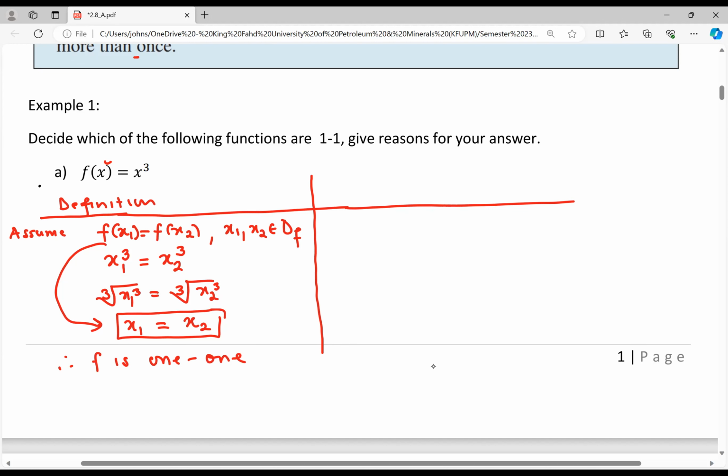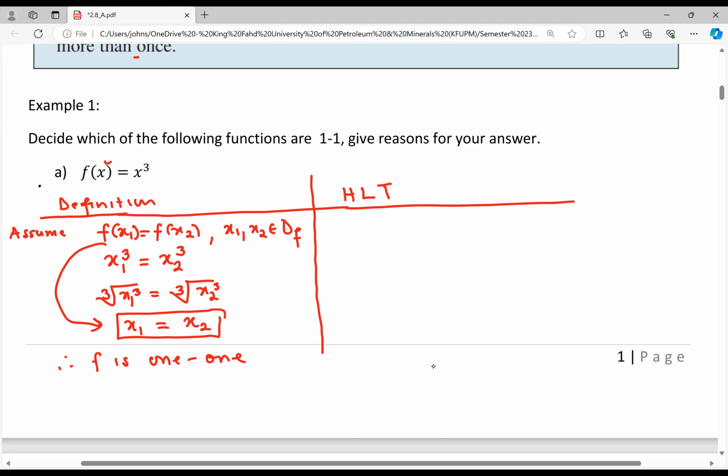Now, the next one is by using the horizontal line test, which I call HLT. So here, what do you do in this case? You can call it horizontal line test, or you call it graphical method. Here we have to sketch first.